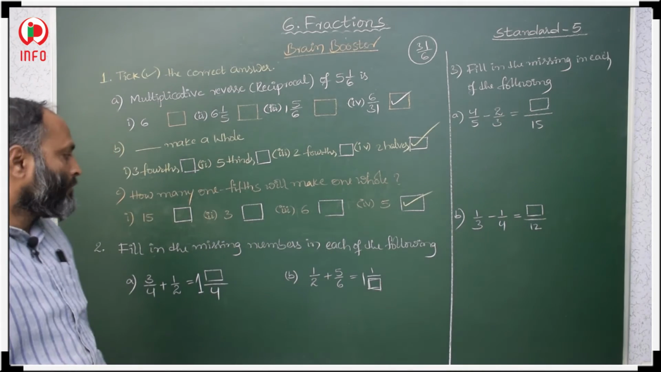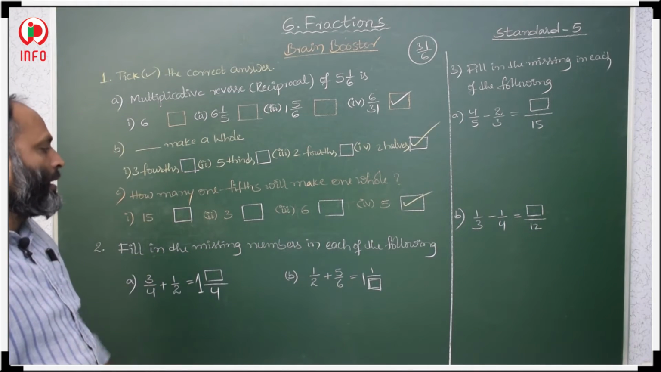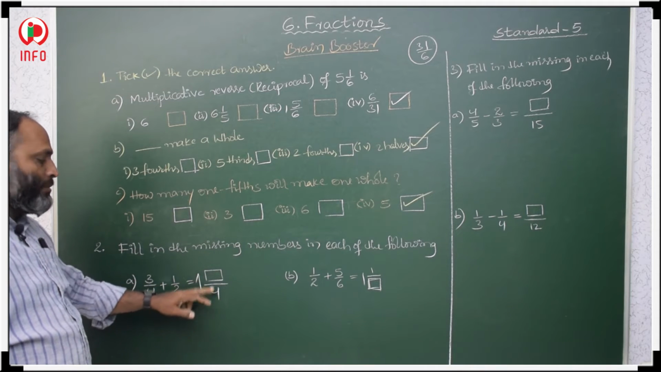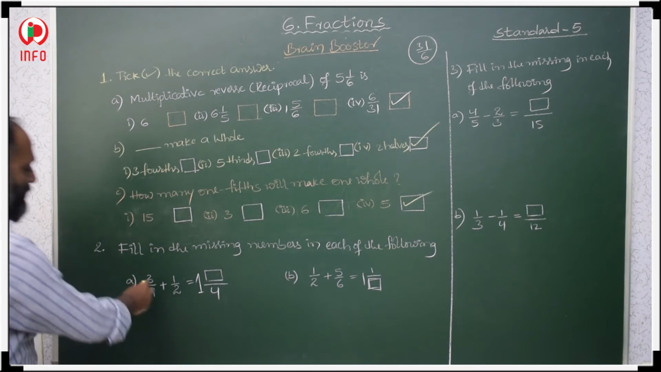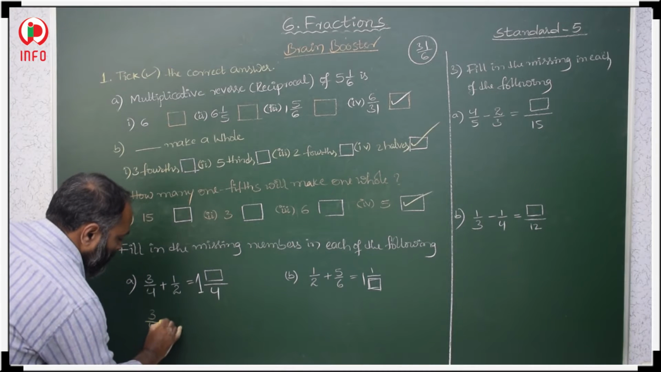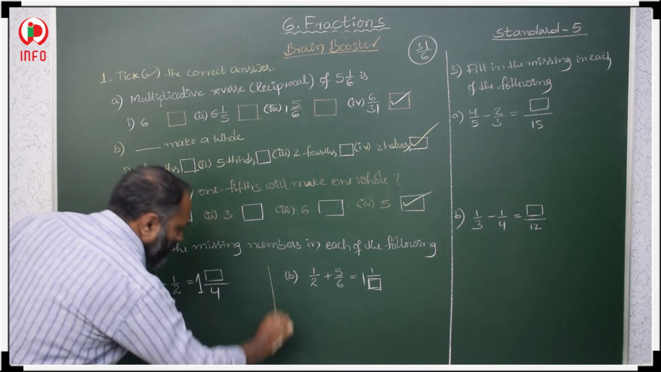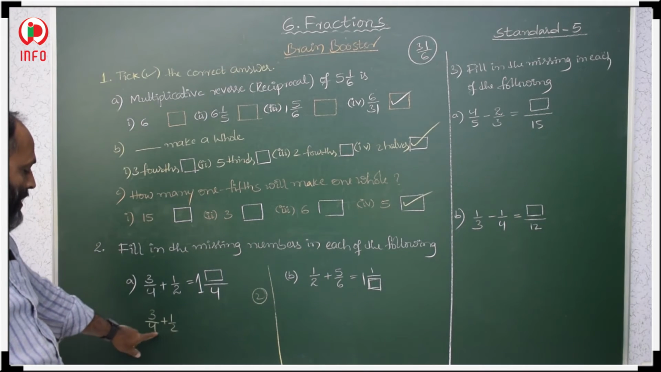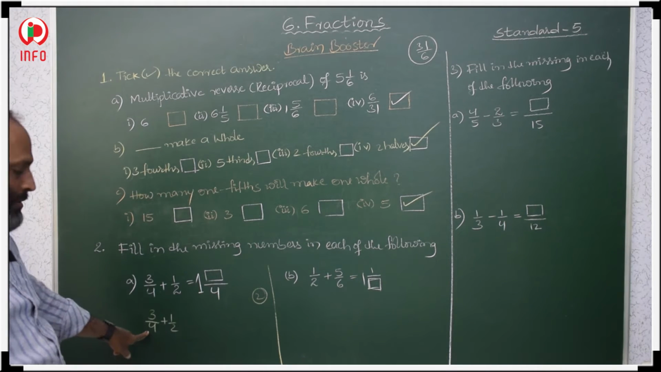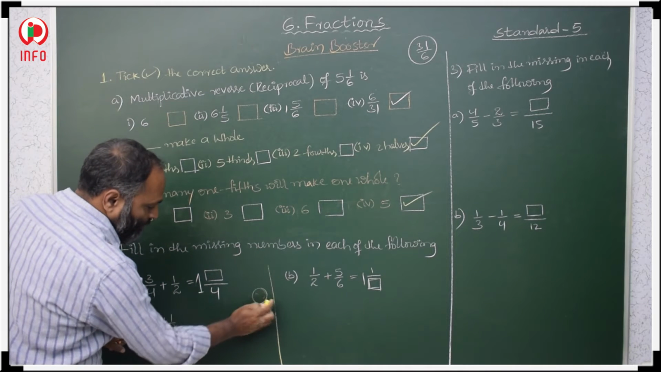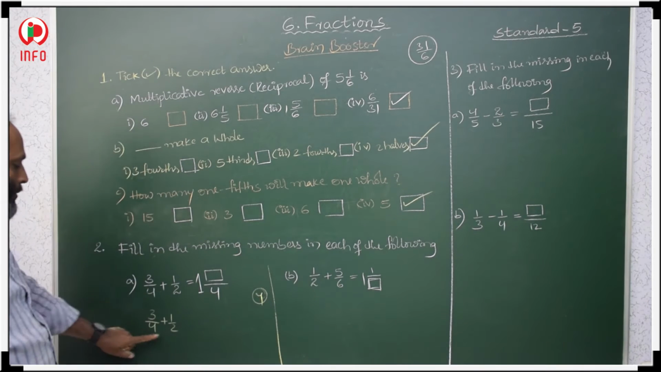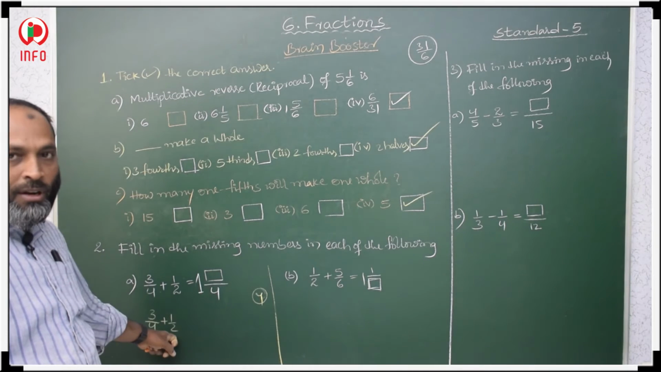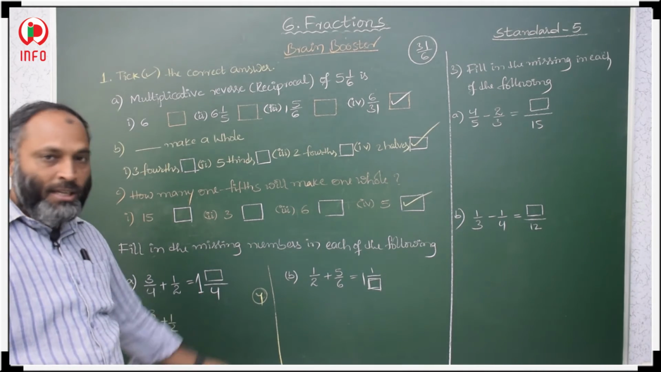Okay. Next, fill in the missing numbers in each of the following. Here 3 by 4 plus 1 by 2 is equal to 1 dash by 4, he is asking. First we have to add 3 by 4 plus 1 by 2. For 4 and 2, the LCM is 4. Why? 2 is a factor of this 4. If one of the numbers is a factor of the other, the bigger number is the LCM.